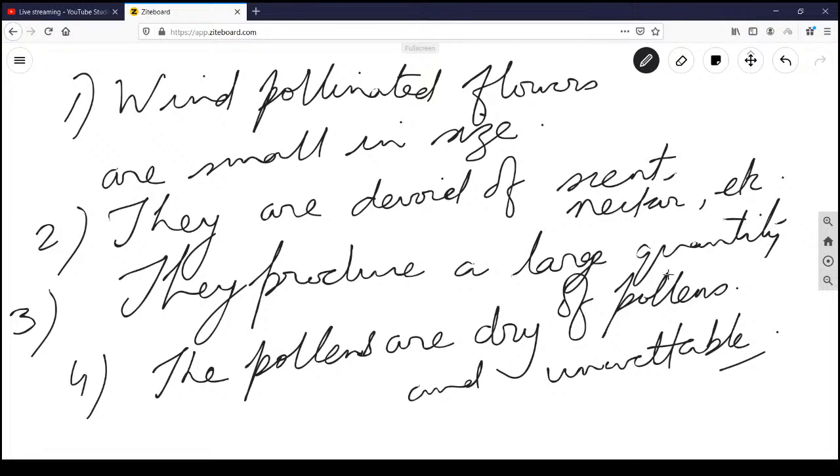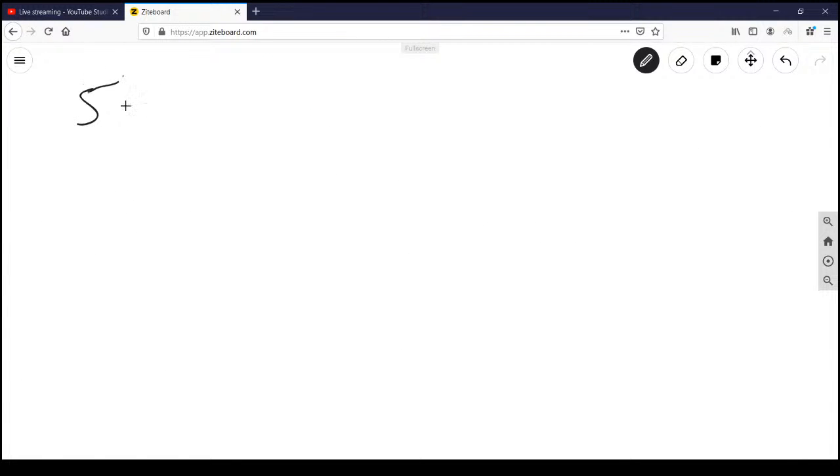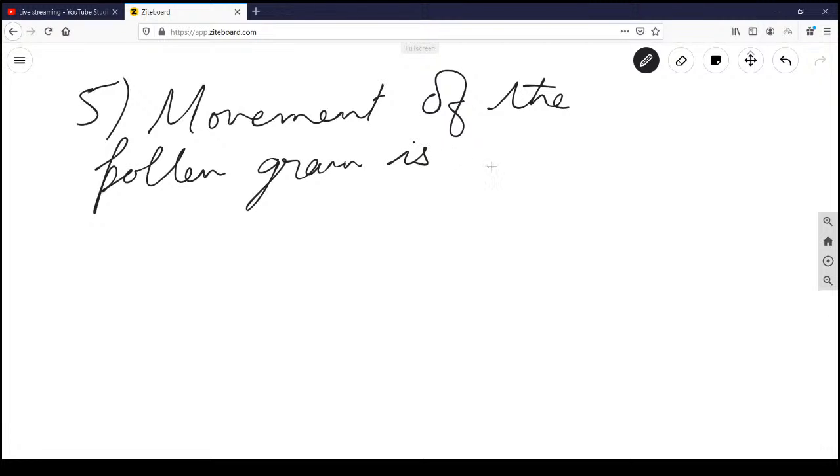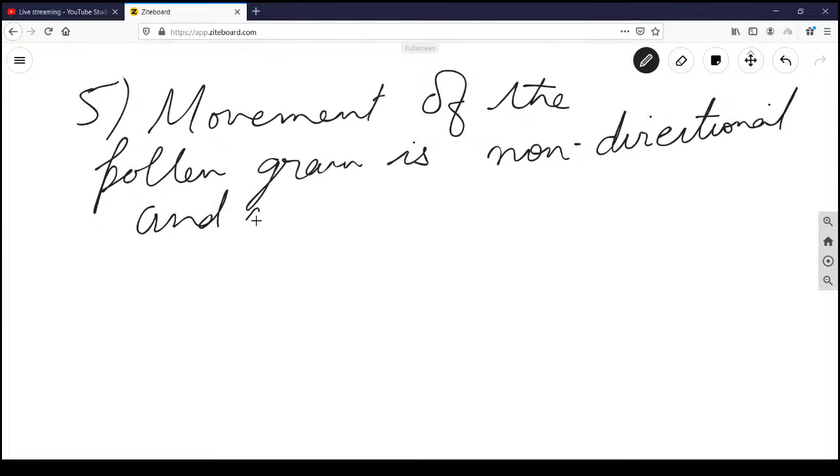The movement of the pollen grain is again due to wind, so it is completely non-directional, and it may be taken to long distances.